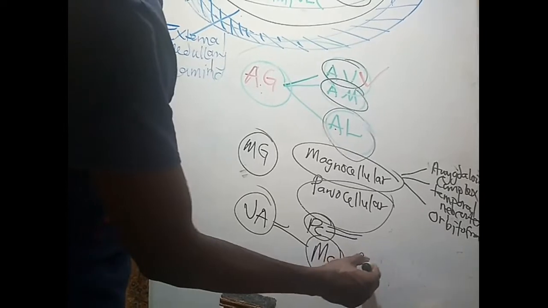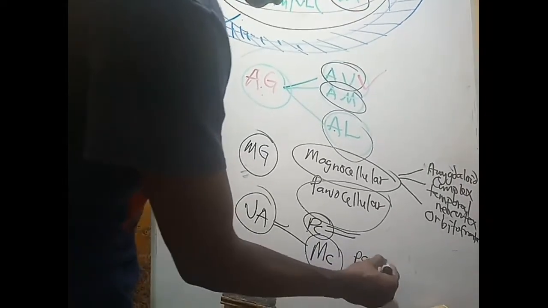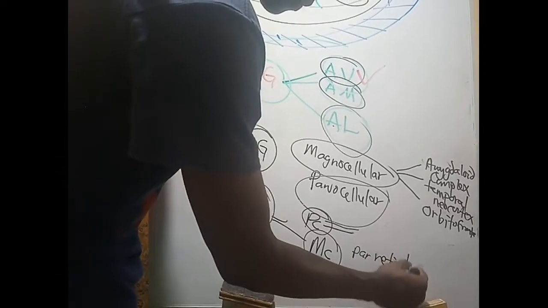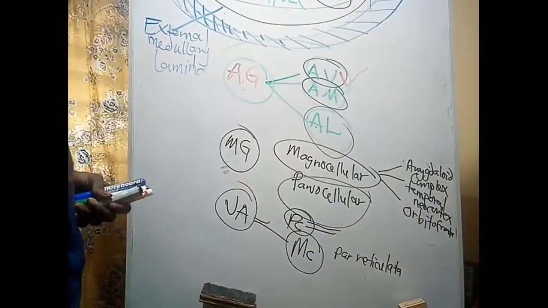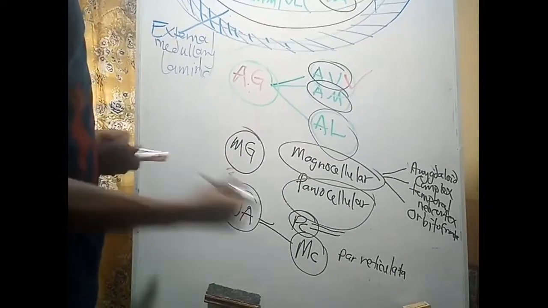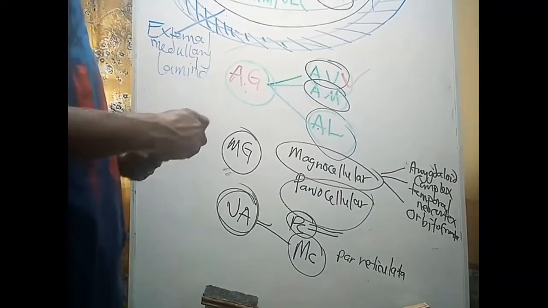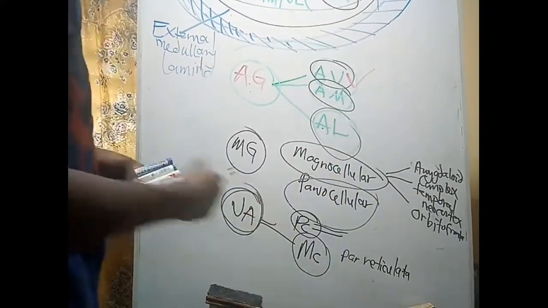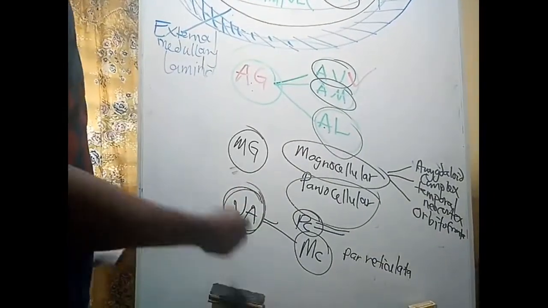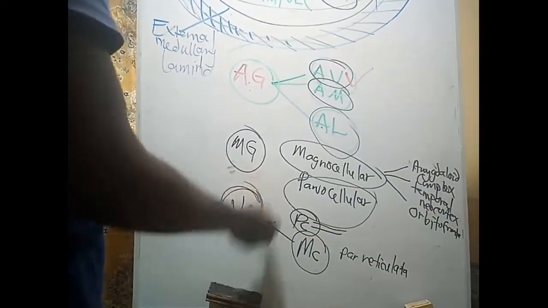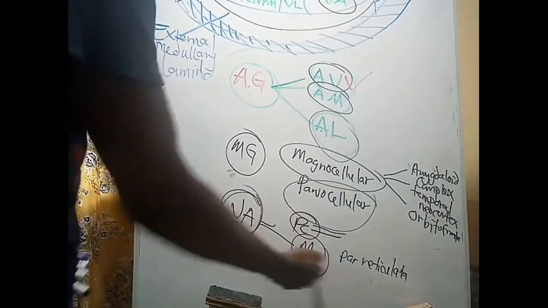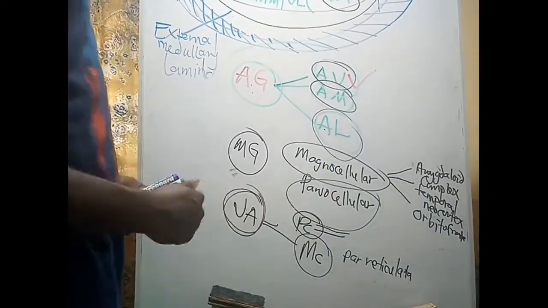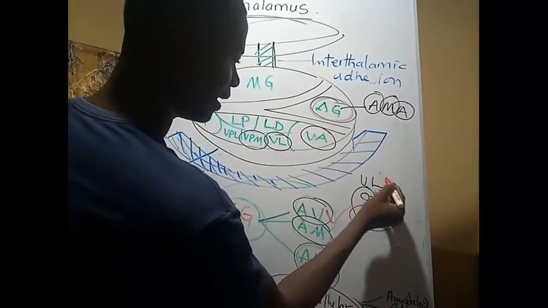the pars reticulata of the substantia nigra. Is that okay? And then the efferent fibers from the ventral anterior nuclei, of course, could go to other intrathalamic nuclei or eventually go to the cortex. Is that okay? Good. So that is it for the ventral anterior group, and it is responsible for recruiting response and motor activities. So now let's look at the lateral group.